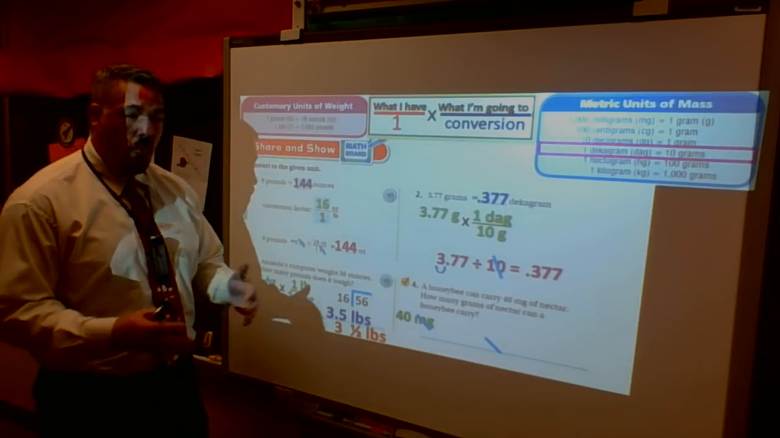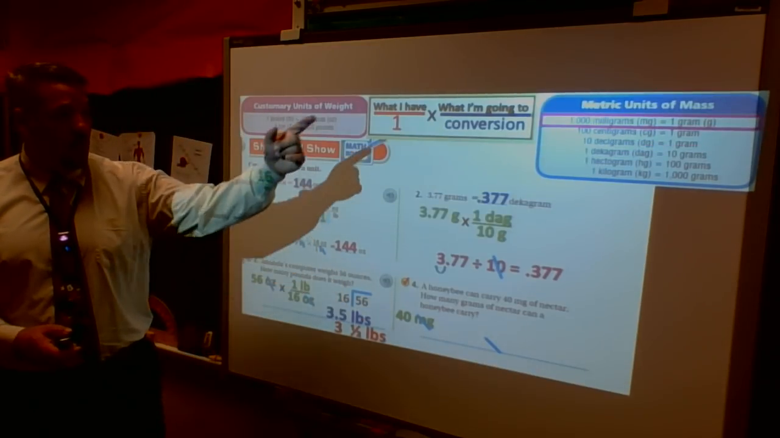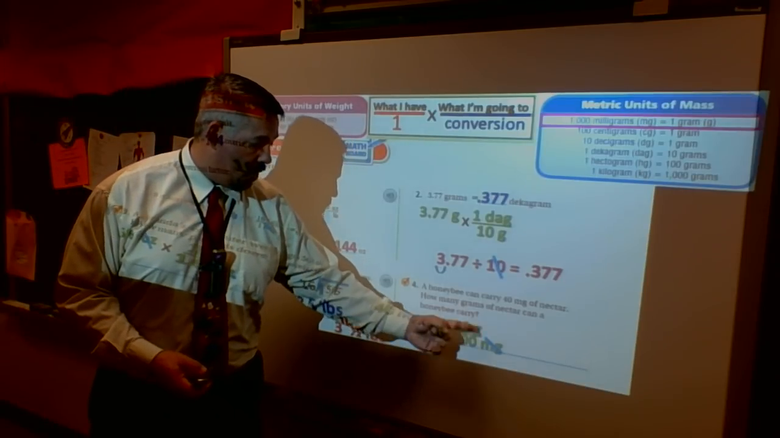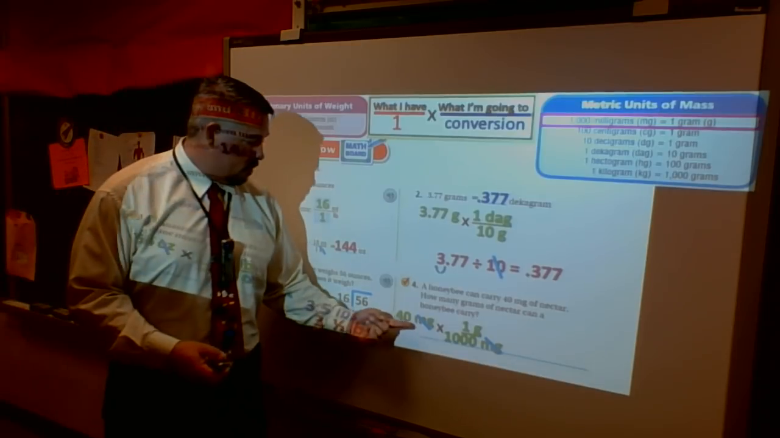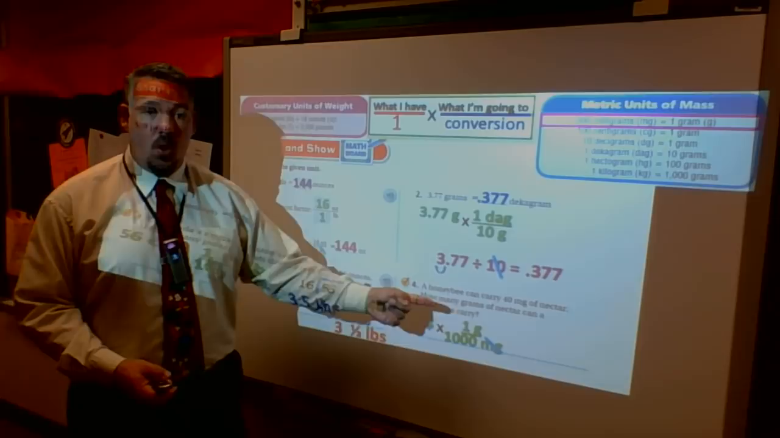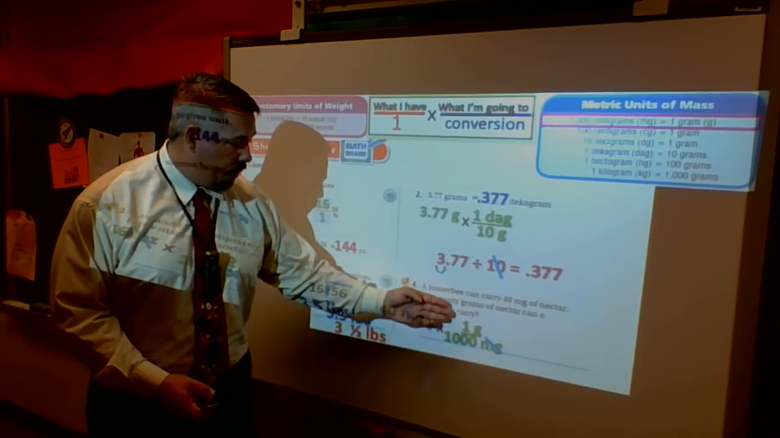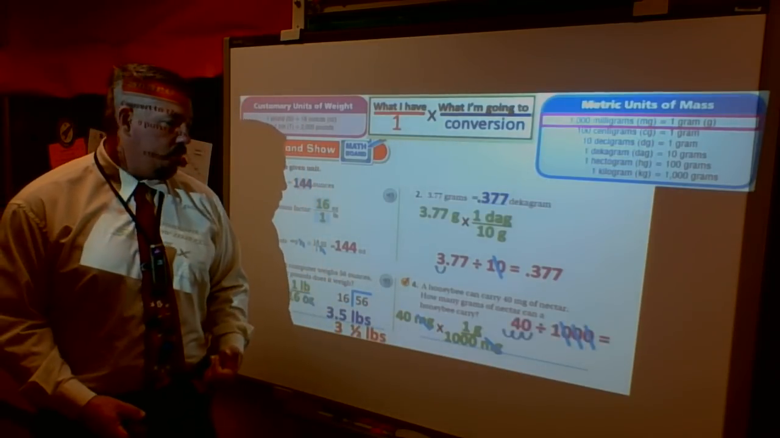So if I start with what I have, which is 40 milligrams, and then what I'm going to, according to the chart, is grams, so I have to put the milligrams on the bottom. So for every 1,000 milligrams, there's 1 gram, what I'm going to on the top, cross-reduce my labels. I'm left with 40 over 1,000. Once again, a division problem.